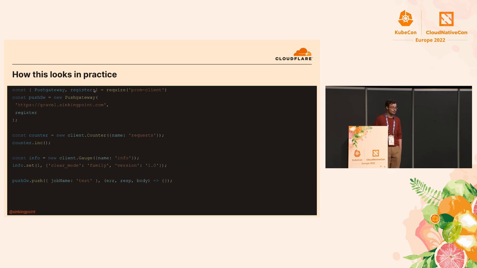That's actually taken from an internal Cloudflare worker we have, stripped down, of course, but that's the general idea. Also, that's the actual URL. Please don't hack me.